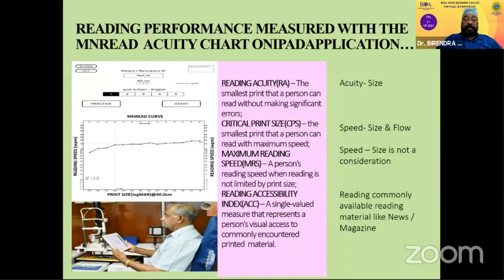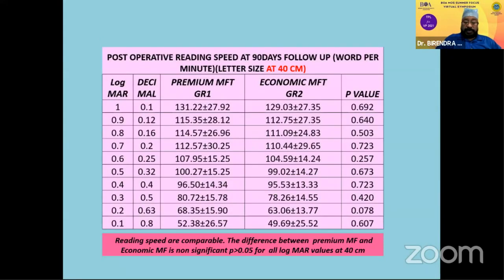If you go for the reading on the chart app, reading was for the equity size, and it was for the speed with the same size and the flow of the reading, and again there was a maximum reading speed, that is MRS. The size was not a consideration. So with this app, when we compared both the groups, there was statistically no difference, and these were the results. It shows that statistically there is no difference when compared with the MNREAD app.